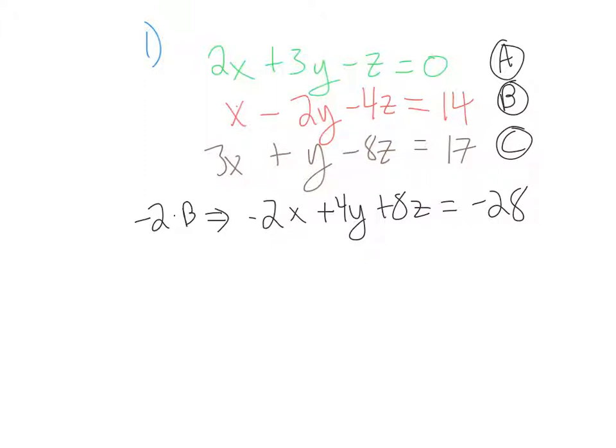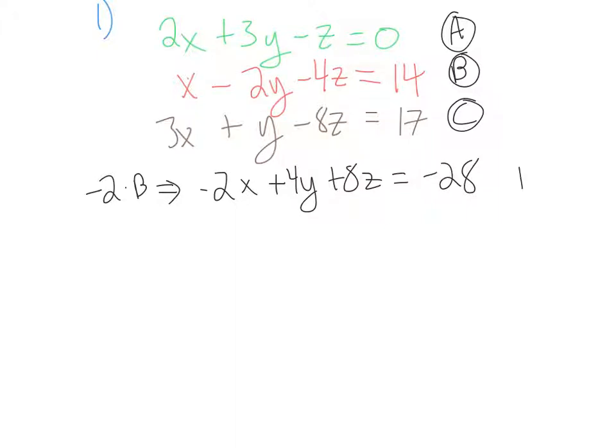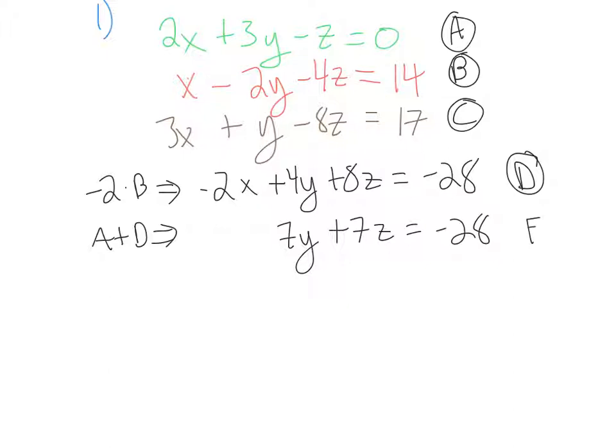Alright, now I can take my new equation and I'm going to label this as D, and I can combine both A and D, A plus D, and when you do that, we've got 2x minus 2x gets rid of your x's, which is exactly what we wanted. 3y plus 4y makes 7y, and then a -z plus 8z would be 7z, and then last but not least, adding our constants, 0 minus 28 just gets you a -28. Okay, I'll call that equation E.